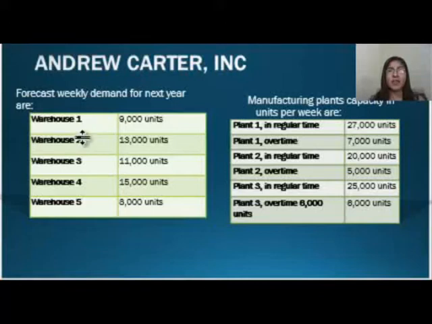as you can see in this table, of each warehouse have been assigned units. You can also see in this table the capacity of the manufacturing plants in units per week. Each plant can produce a specific amount in regular time and overtime. In addition, the case provides the following tables.